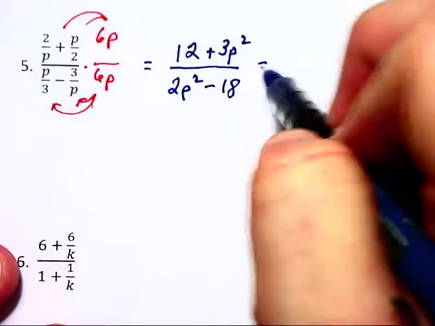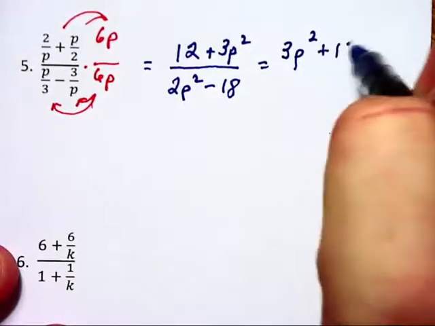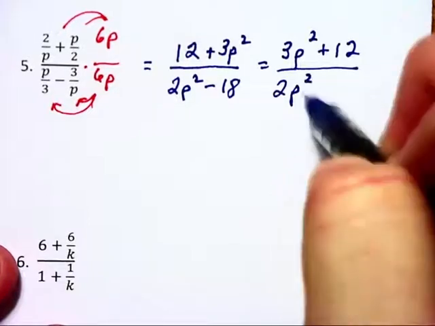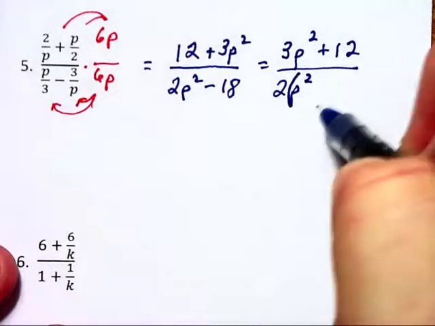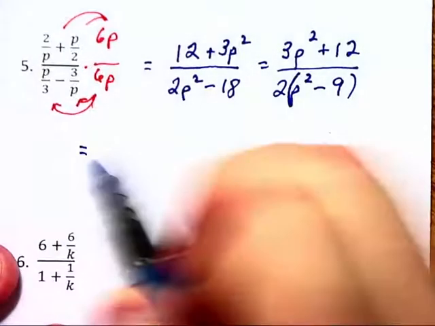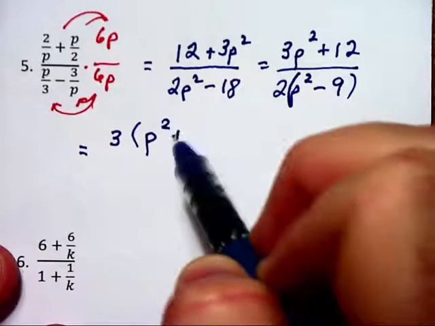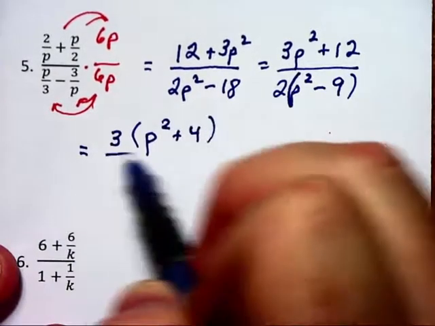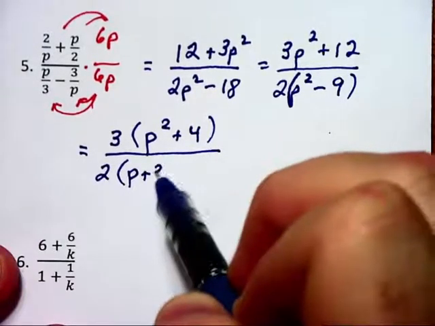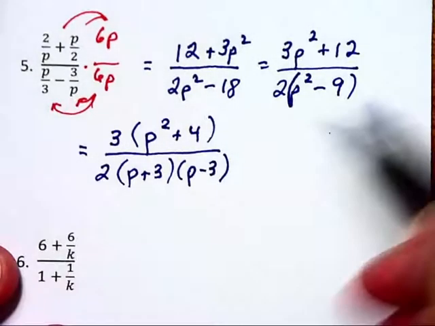Now I'm going to rearrange this and do some factoring and cleanup and see what we can do with this. I'm going to rearrange this to become 3p squared plus 12 over this denominator 2p squared. And actually I'm going to factor the 2 out, make it 2 times p squared minus 9. In the top left corner now I can factor out a 3, have p squared plus 4 left over, and in the denominator we have 2 times p plus 3 times p minus 3 because the p squared minus 9 is the difference of two squares.